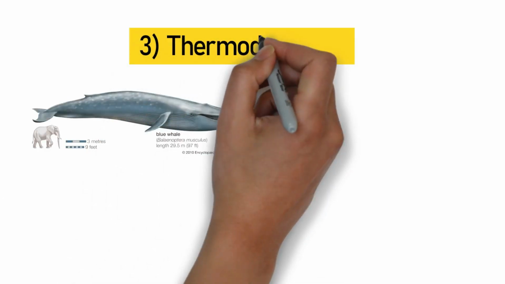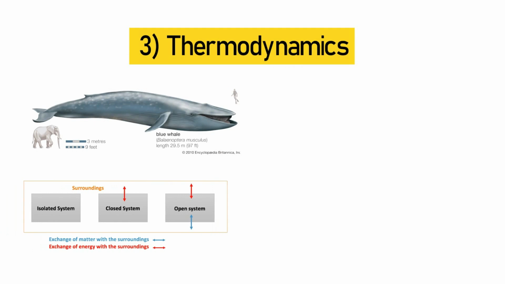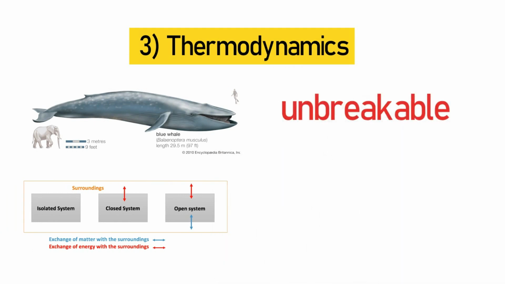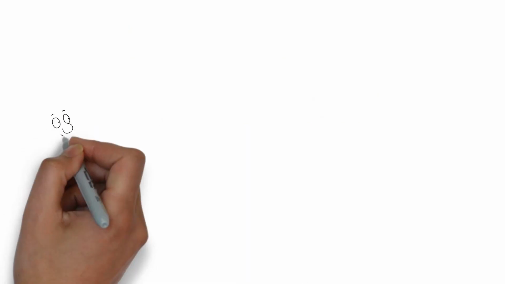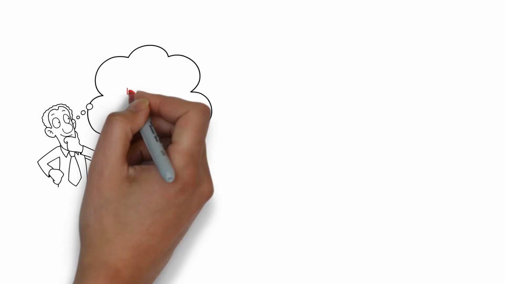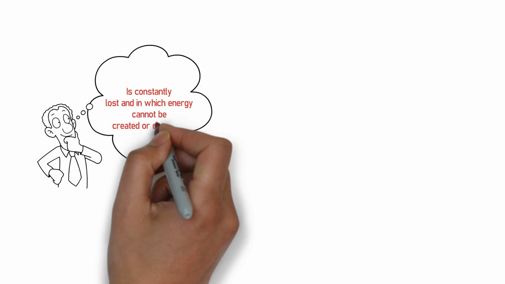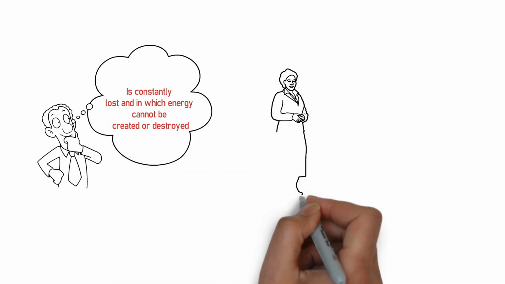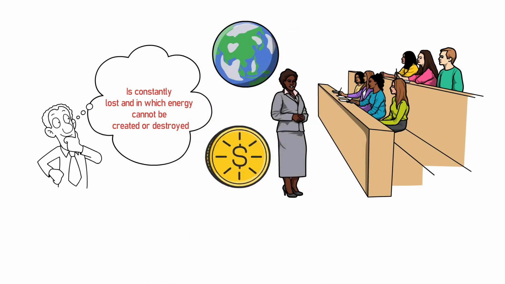Number 3, thermodynamics. Thermodynamic laws describe the flow of energy in a closed system. The laws are unbreakable and govern the physical world. They depict a world in which useful energy is constantly lost and in which energy cannot be created or destroyed. Applying what they've learned in a classroom to the social world can be a profitable venture.